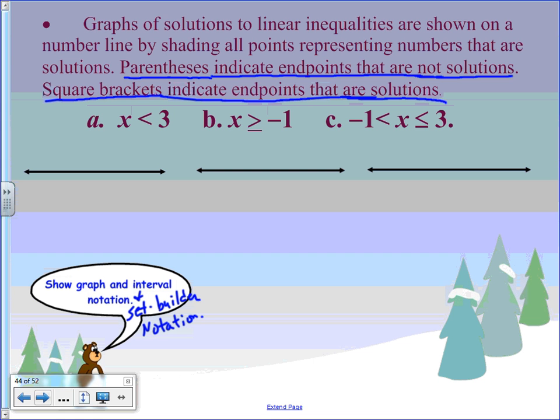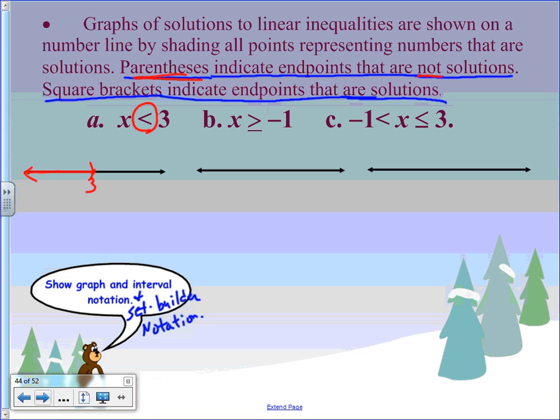Okay, here's how this works. Problem A says x is less than 3. Draw a little number line. Our critical point is 3. And less than 3 is to the left. So less than 3, here it is. There's my arrow. And is the 3 included? Well, that symbol does not have or equal to underneath it, so no, it is not included. So parentheses indicate where that is not a solution.